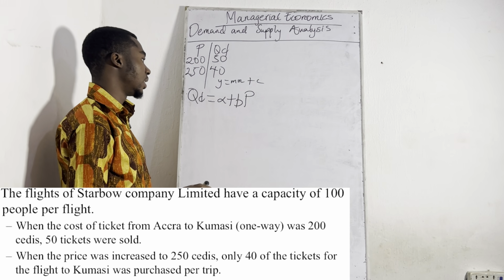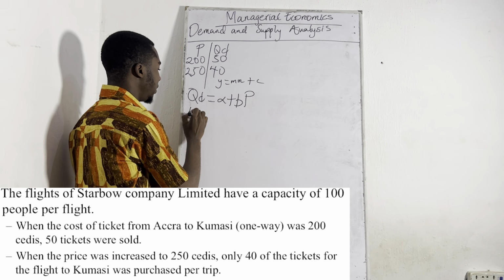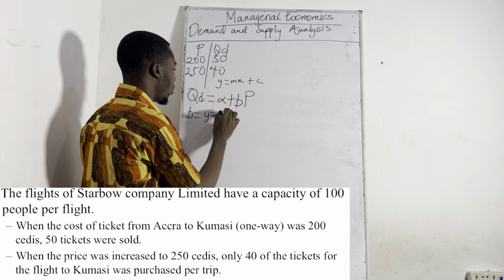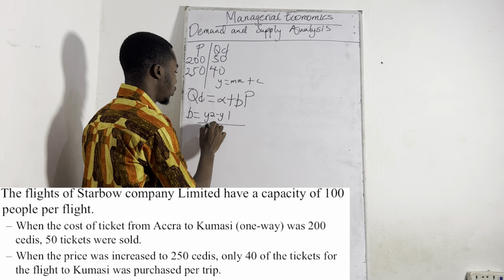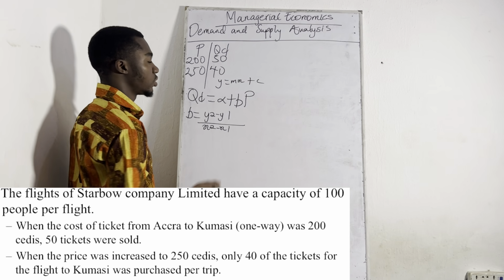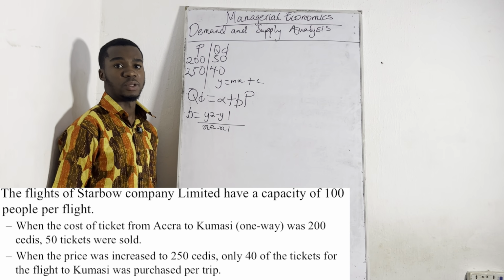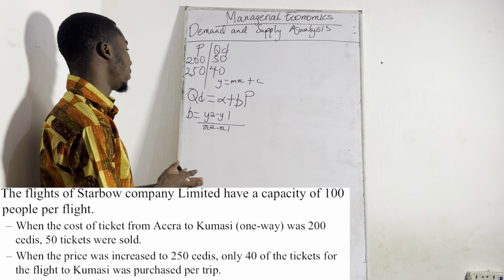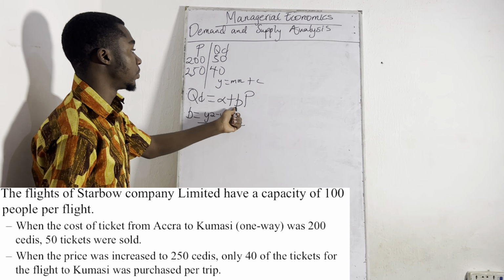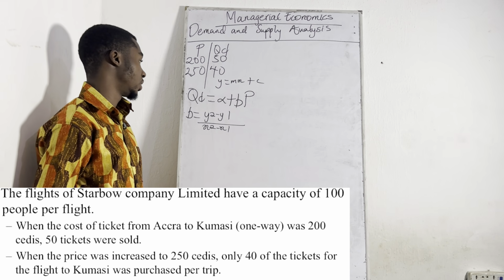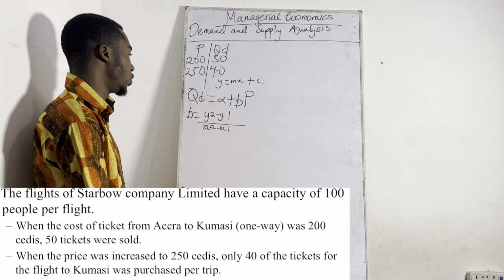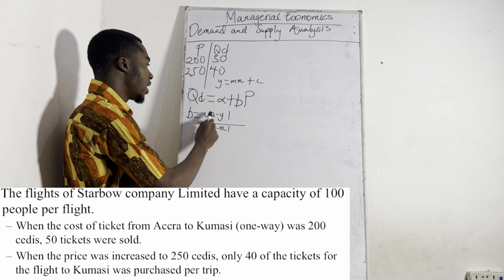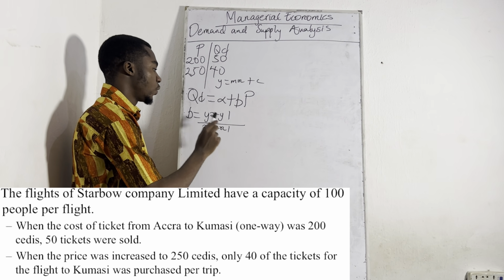And we already know that the gradient, or our beta, or the slope, is y2 minus y1 over x2 minus x1. I'm sure you guys remember this from quantitative methods and even business statistics. So now this is the formula for the beta, or the gradient. It's the same as the rate of change. So you find the change in both of them, the change in y and the change in x. So y2 minus y1 over x2 minus x1.